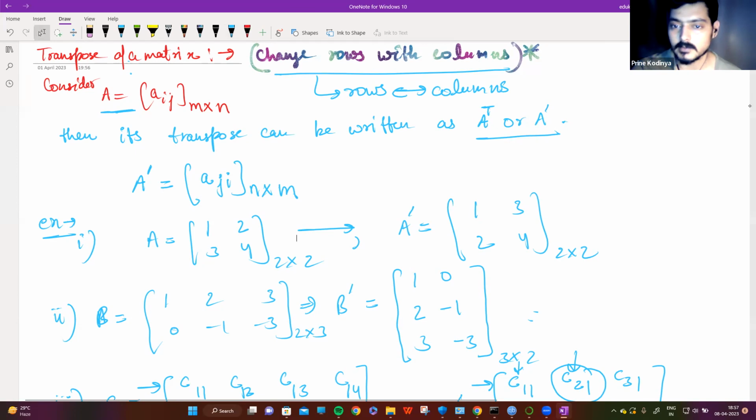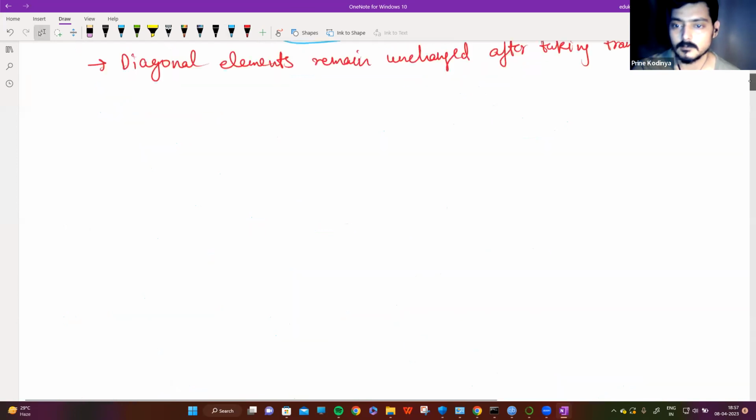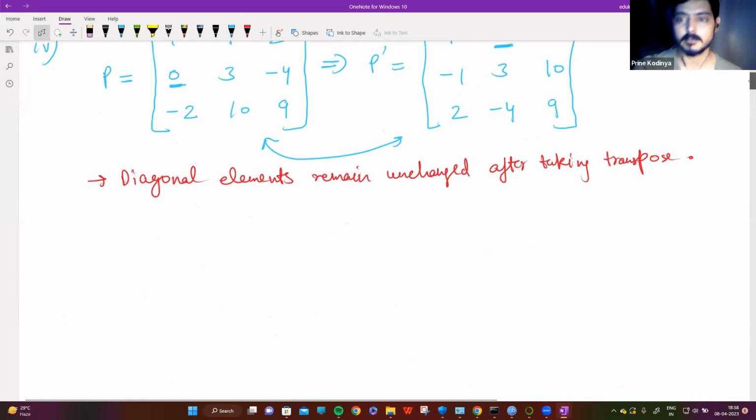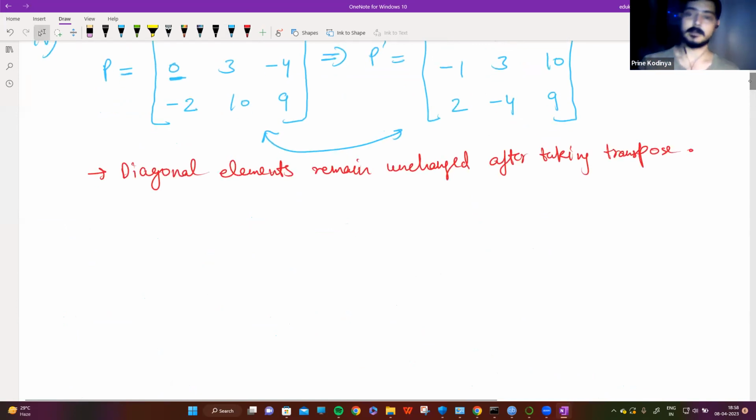Let's understand some other properties of transpose as well. And also, what can we do with transpose? Yeah, this was the important thing, that diagonal elements remain unchanged after taking transpose. Because see, what are diagonal elements? All the diagonal elements belong to same row and same column. So if you change rows with columns, that doesn't change the position of the element, because A11 will be A11 afterwards. A12, that is first row second column element, will become second row first column element, A21, after taking transpose. But A11 will be A11. Right? So diagonal elements remain unchanged after taking transpose.